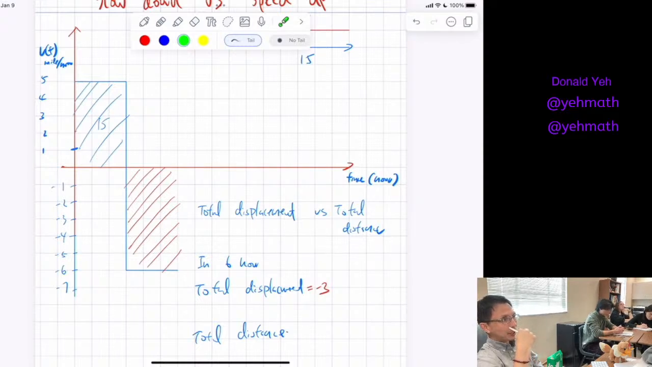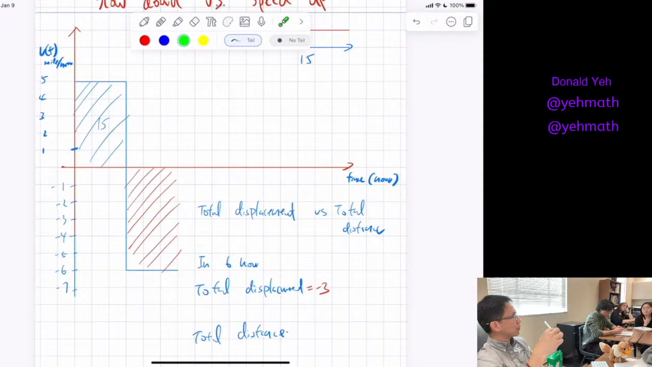When did I change direction? At t equals 3 hours. Now, what's the maximum speed Aiden ran? 5 miles per hour. No, 6 miles per hour. Did everybody understand why it's 6? You just ran 6 miles per hour in the opposite direction.